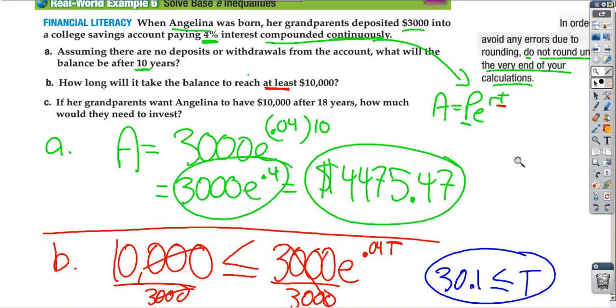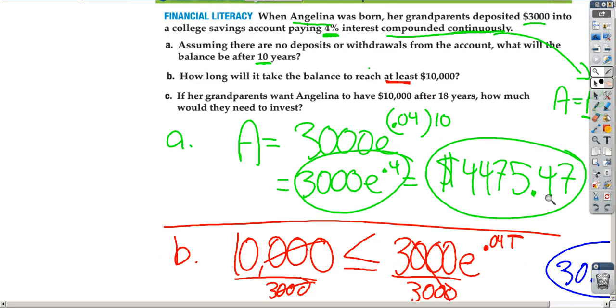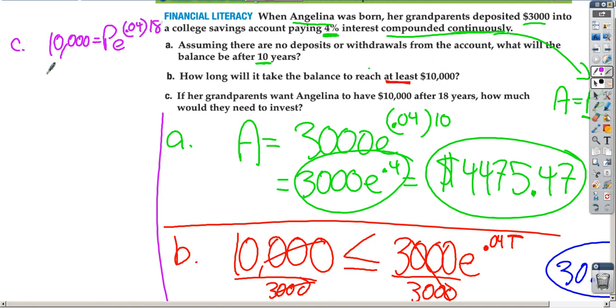Okay, last one. If her grandparents want her to have 10,000 after 18 years, how much would they need to invest? This is kind of nice because 18 years would be when somebody's going off to college, so they have a specific goal in mind. How much money do we have to put into the account? So they want her to have $10,000. We don't know the amount invested, so we're going to leave P blank. We know that we're going to still get that same rate because they haven't told us any different, and we know that time is 18 years.